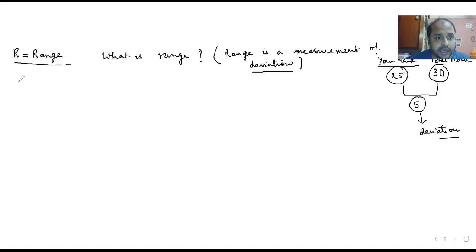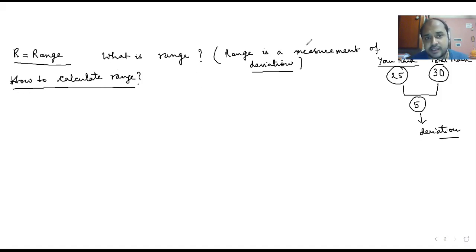Now how to calculate range. Okay, now the countdown for this session has started, so probably I have to carry this particular discussion to the next session also. We have 9 minutes 53 seconds left, so let's try to discuss as much as I can in this particular session.